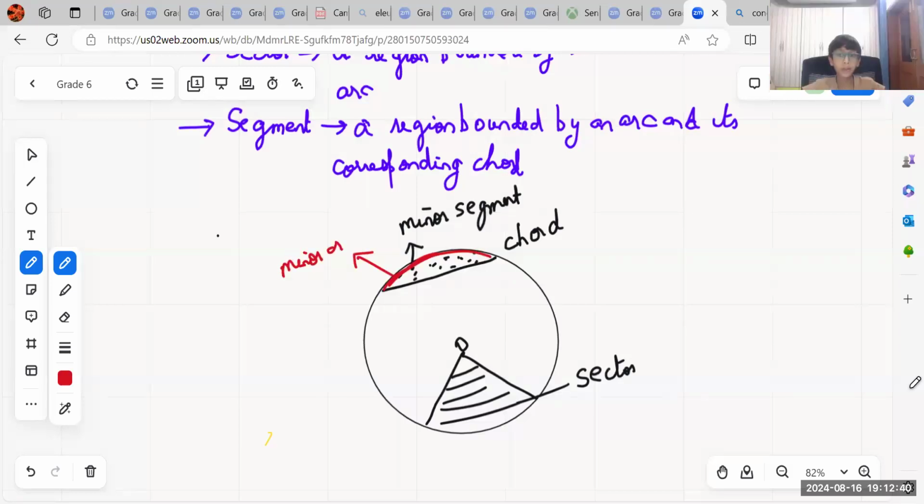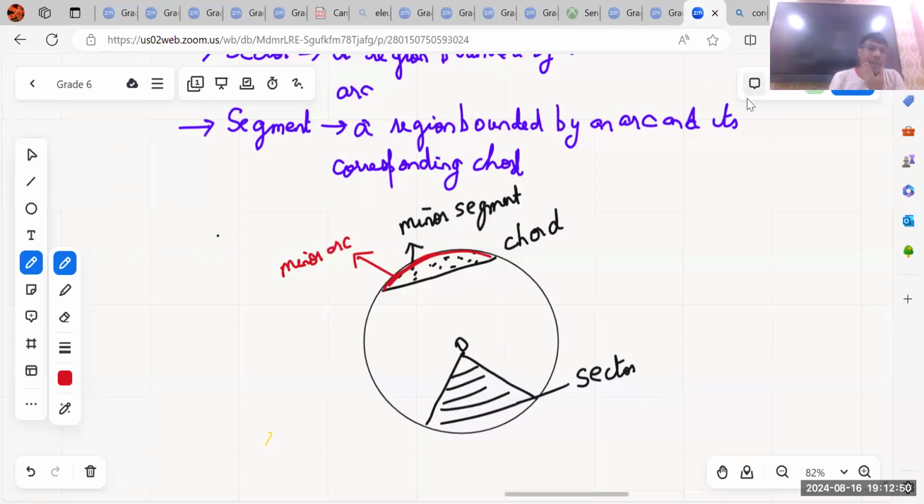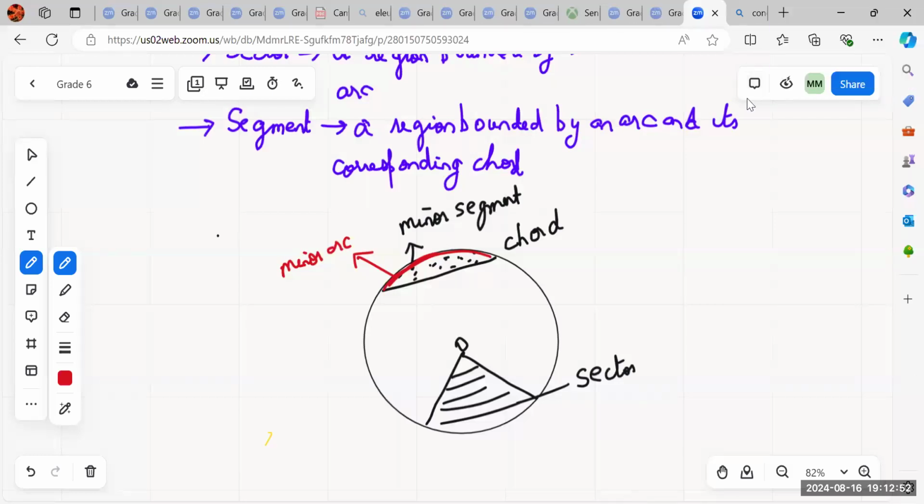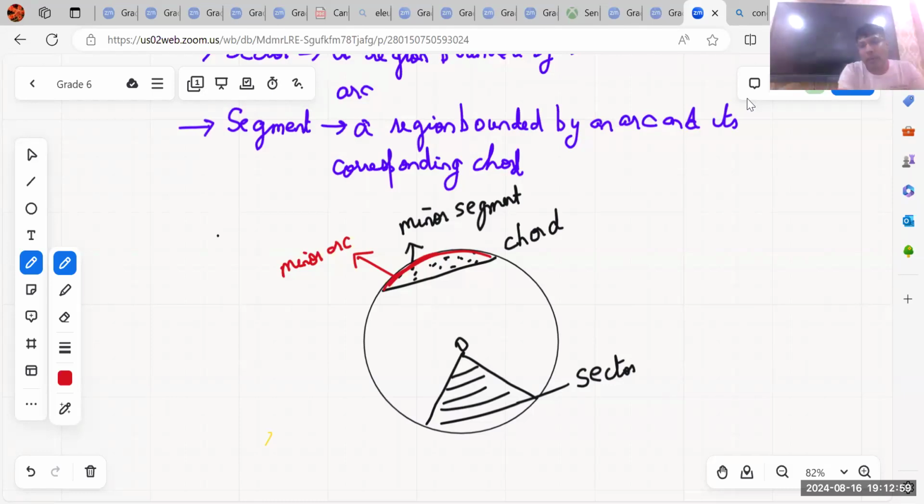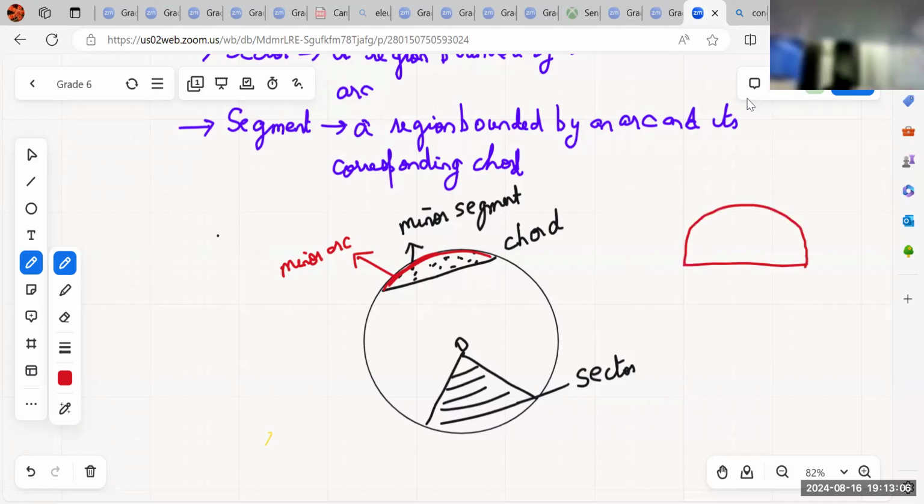A hemisphere is like a segment. Beta, a hemisphere is a 3D shape and a segment is 2D. So it's a semicircle. If you just consider this an arc, and if you join it, it becomes a segment. And this is the diameter, this is a chord.